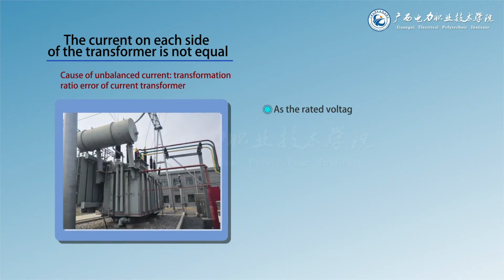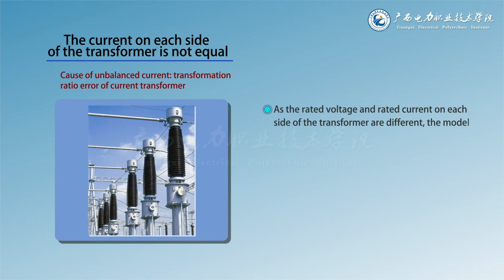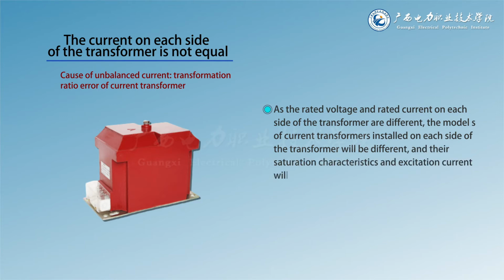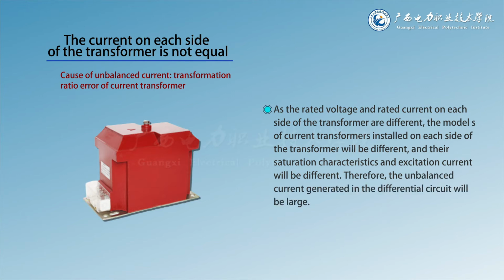As the rated voltage and rated current on each side of the transformer are different, the models of current transformers installed on each side of the transformer will be different, and their saturation characteristics and excitation current will be different. Therefore, the unbalanced current generated in the differential circuit will be large.